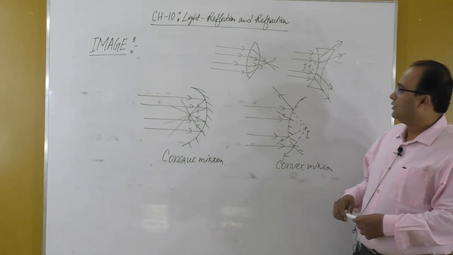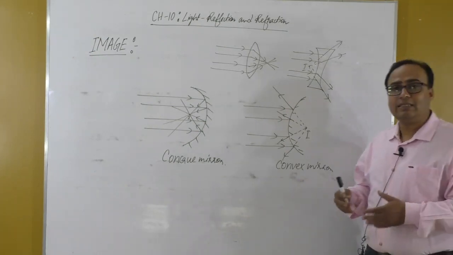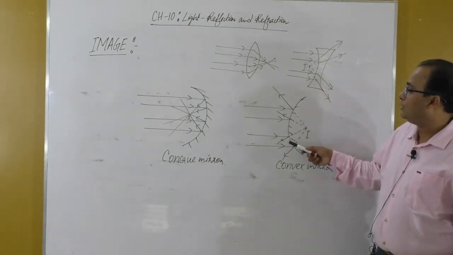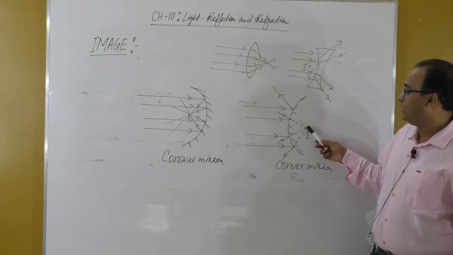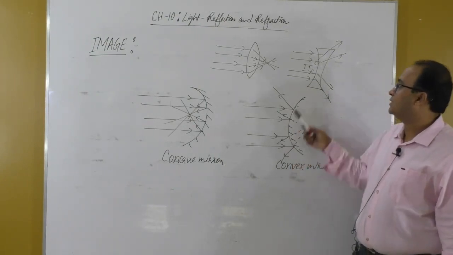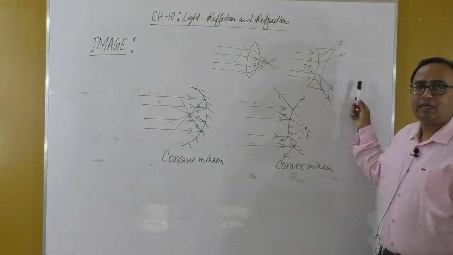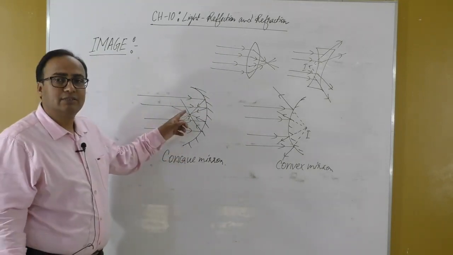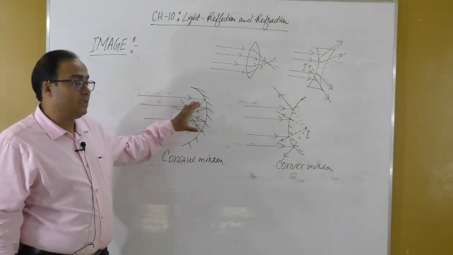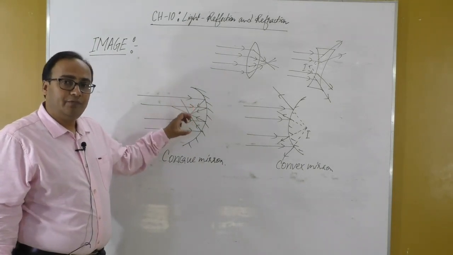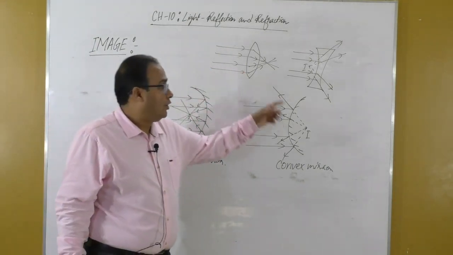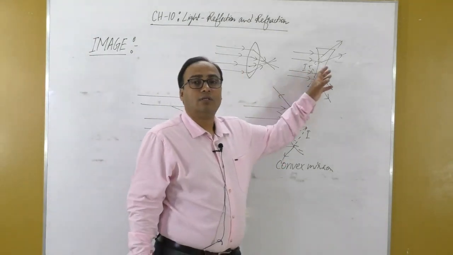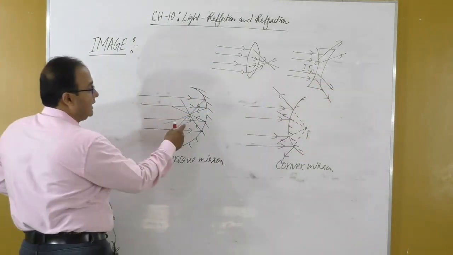Now, image can also be defined in another way. What is an image? Image is a point from which two or more light rays after reflection or refraction appear to diverge. So if I ask you what is an image? Image is a point at which two or more light rays converge after reflection or refraction, or from which light rays appear to diverge after reflection or refraction. So this one is real image.